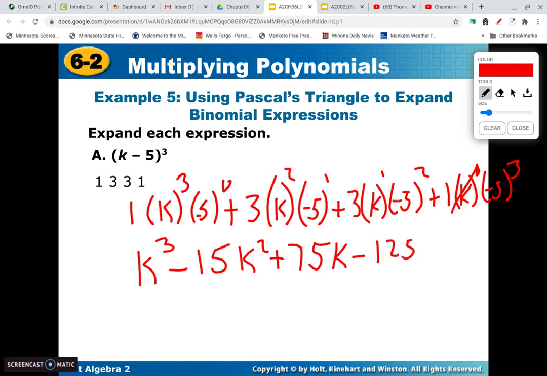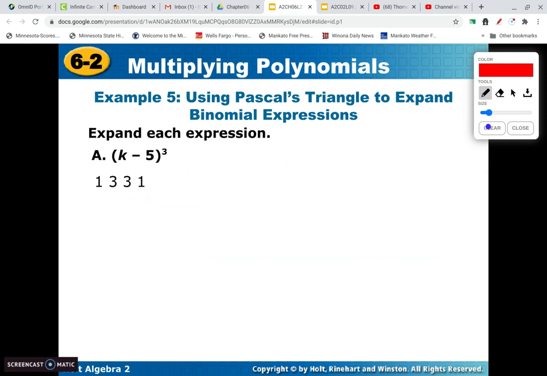There it is. So again, it's not just as simple as taking k cubed minus 5 cubed. Those are going to be your first and last answers, but you've got to get those middle terms, and that's how you do it using the expansion. Look back at that chart. It'll help you fill those in.